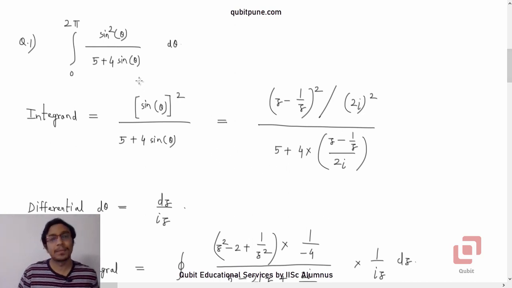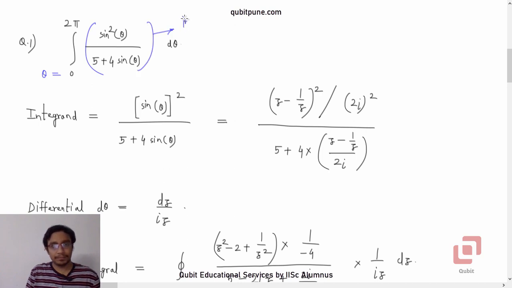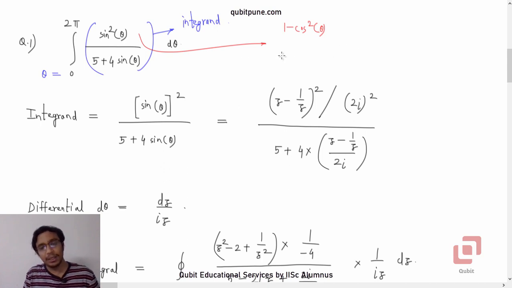Question 1. Evaluate the integral from 0 to 2 pi of the function, this is our integrand, sine squared theta upon 5 plus 4 sine theta. Now instead of sine squared theta, you may even have 1 minus cos squared theta. That's fine. But as far as possible, we'll try to keep it simple, and then let us make the appropriate replacements.